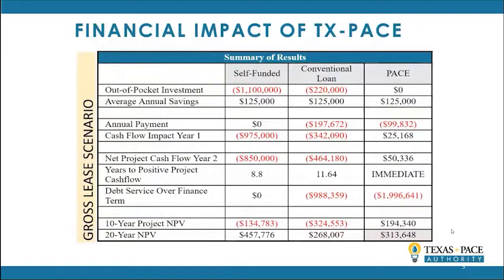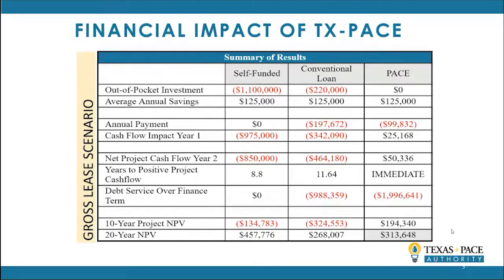So here we have 3 scenarios of a $1.1 million example project. As you can see, the way this is set out, on the left we've got typical self-funded, where you're paying cash out of pocket for the project. In the middle, we've got a conventional loan.